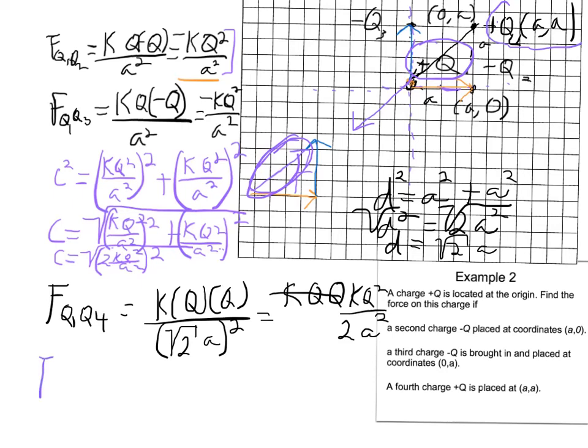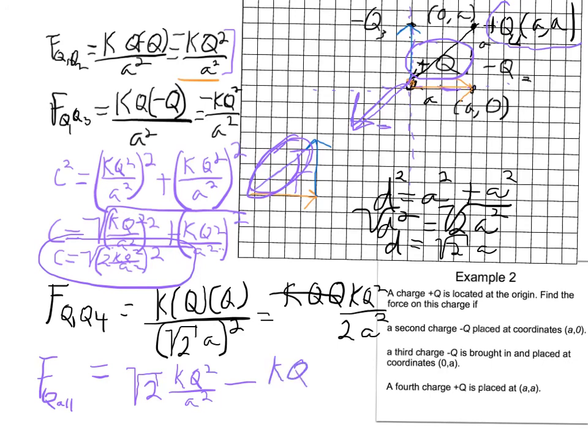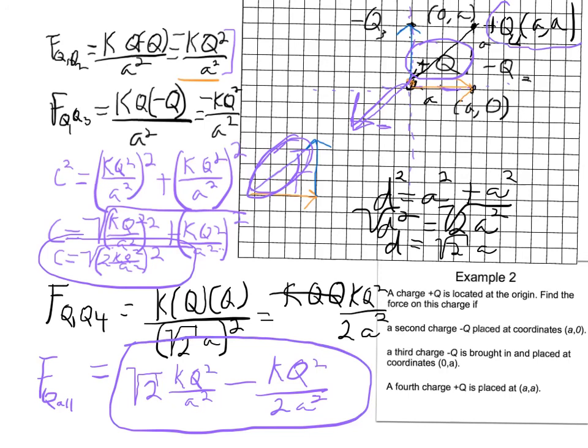So we can do F on Q from all of them. The force on Q from all of them will be what we found for the first three charges, the square root of 2 times kq squared over a squared, minus, because I'm just going to pick this way to be the negative, minus kq squared over 2a squared. And that's an acceptable final answer. We could do some factoring there, but that's it.